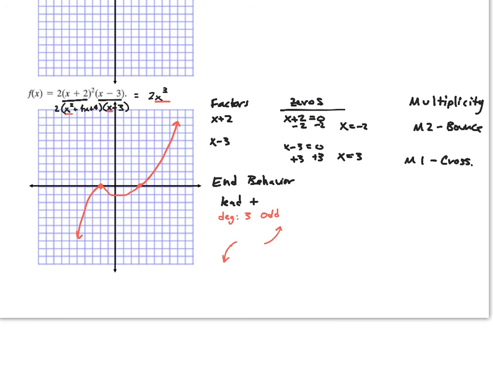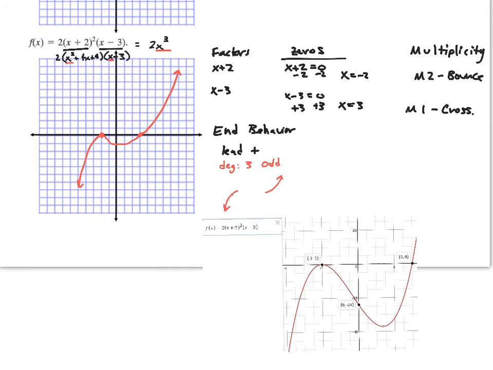Let me just log on to Desmos real quick and show you guys what that graph looks like. So here's the graph. And notice here that the scale of this graph is vastly different than the scale of this graph. But what I want you to know is that I have my point at negative 2, 0, and I have my point at 3, 0. Notice how we bounce off at negative 2, and notice how we go through at 3.